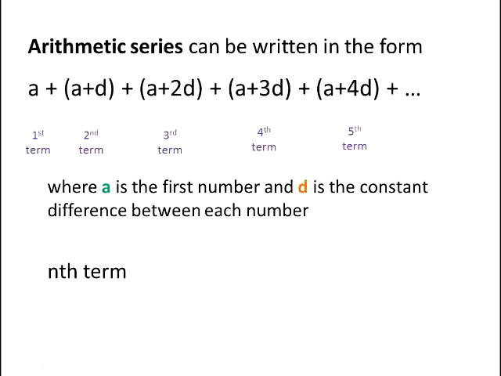How many d's are here? Again, one less than the number of terms. So if I said the nth term, how many d's would you need? It would be one less than the number you're actually looking for. So we say the nth term of any arithmetic series is this. The number of d's you need is one less than the number term you're looking at. So the 18th term, for example, would be a plus 17d.